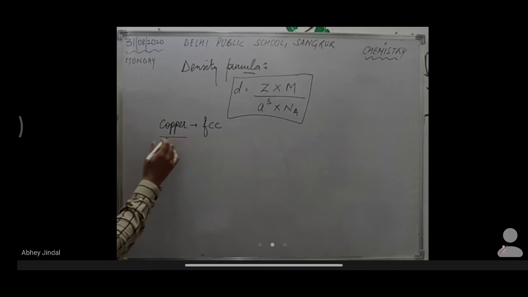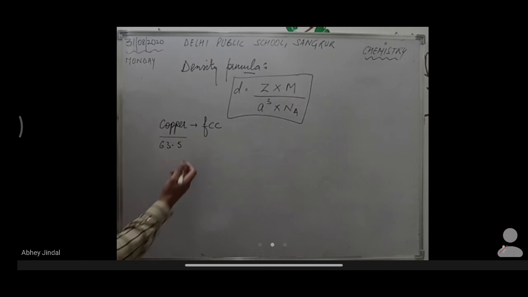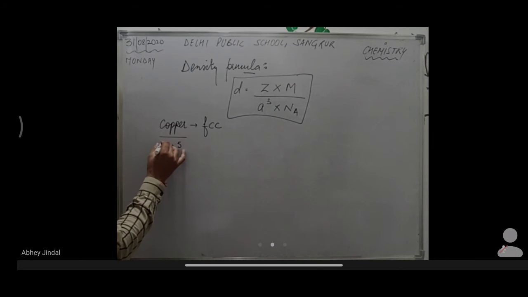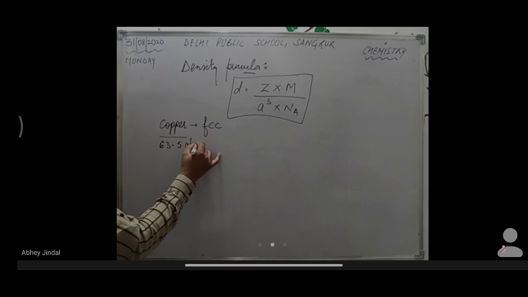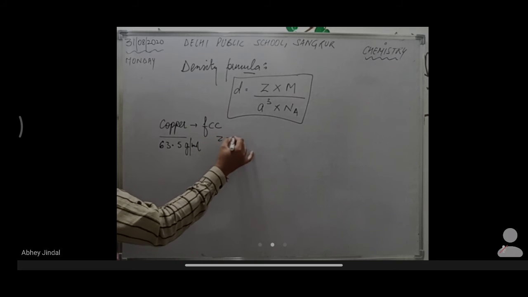The molar mass of copper, as we know, is 63.5. If we don't remember it, it will be given in the exam also. But I will say that you have to remember the first 30 elements with their atomic masses, because sometimes it will not be given in the exam. So for our safety, we have to remember this. Molar mass is in gram per mole always. For FCC, Z is always equal to 4.